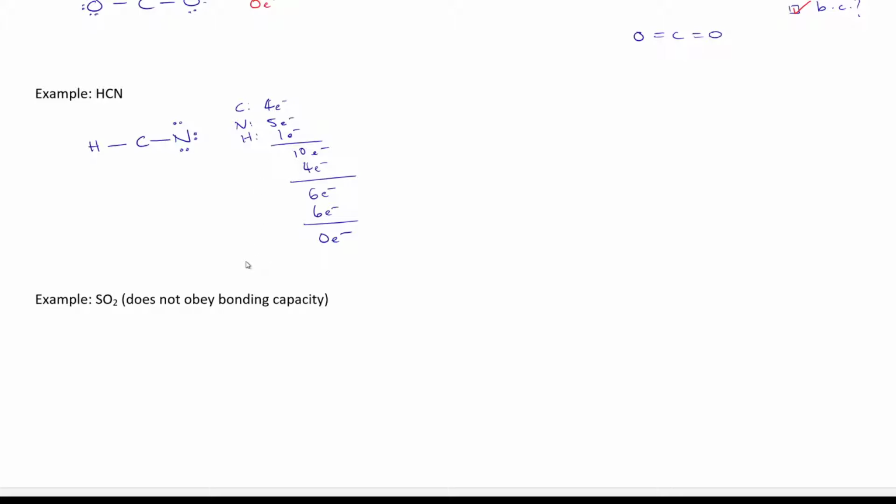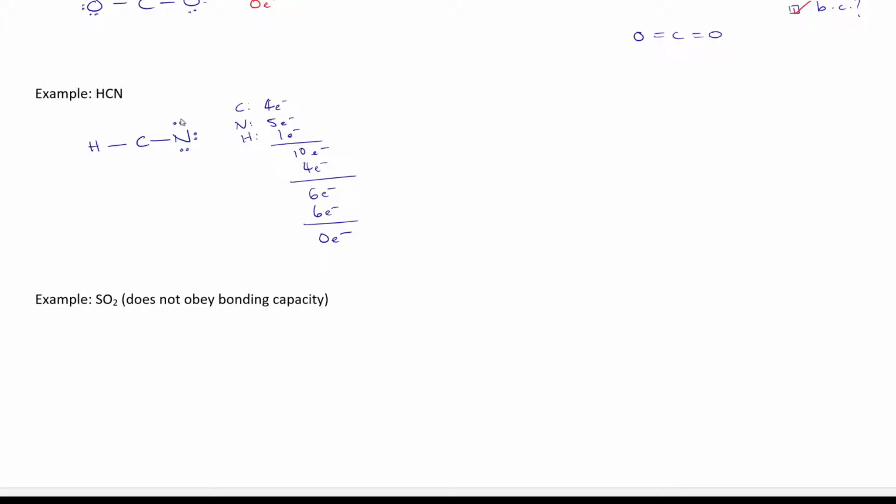When I go to do my check, I'll check to see that everything has a complete octet. So nitrogen: 2, 4, 6, 8. Nitrogen is okay because it has 8 electrons around it. Let's look at hydrogen. Hydrogen only has 2 electrons around it, but it only wants 2 electrons around it. Carbon is a problem because carbon only has 4 electrons around it. So it needs another 4 electrons.